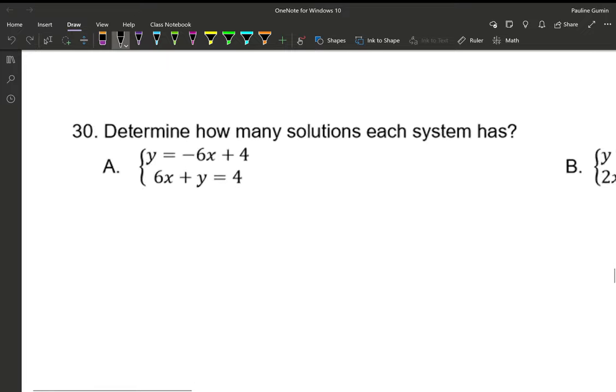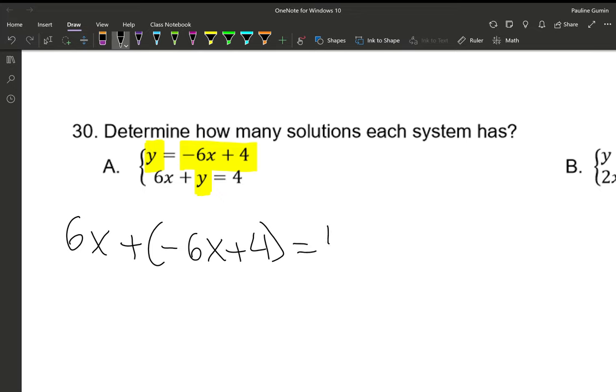The way we're going to do this for letter A is with substitution. Since I have a y equals, I'm going to substitute that in for the y below. So we have 6x plus, in parentheses, instead of y, negative 6x plus 4, and it equals 4. So I plugged that in to my second equation.